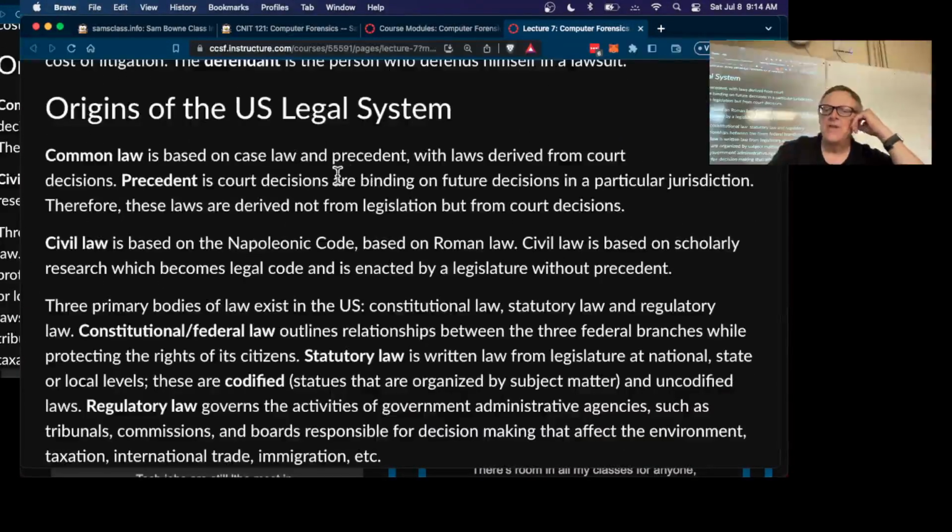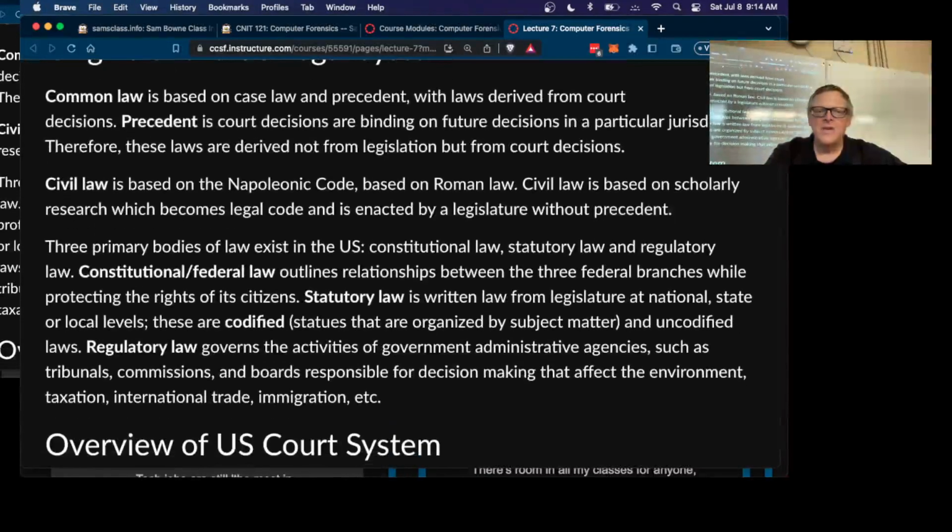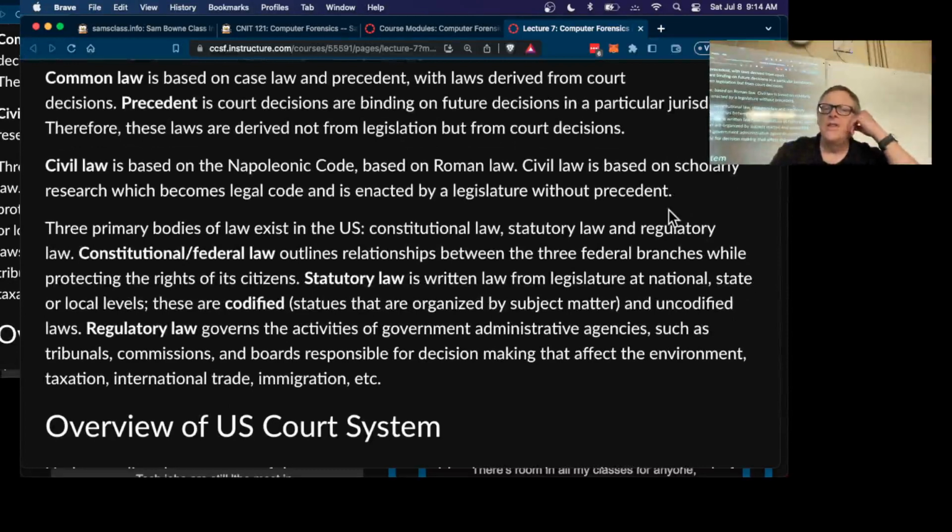So common law is based on case law and precedent, and this is what you hear the most about in the news because decisions made in one case set a precedent and affect future cases. And in complicated situations like computer crimes, it is very often the case that the law does not really make it clear at all whether something is illegal, and it relies greatly on precedent, the decisions made in previous similar cases.